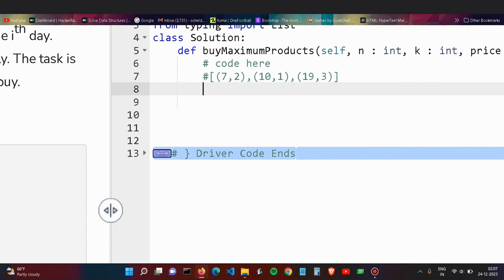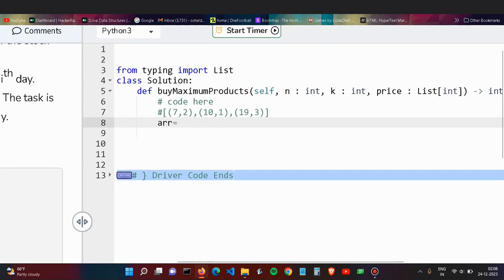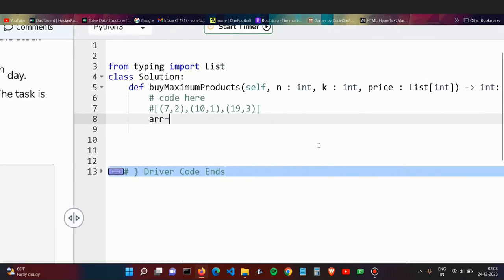Now let's do this first. We'll store this in an array, let's say ARR. It's given in the price array, so we take prices, price I comma I plus 1, for I in range till n values. So the loop will be running till the n values.